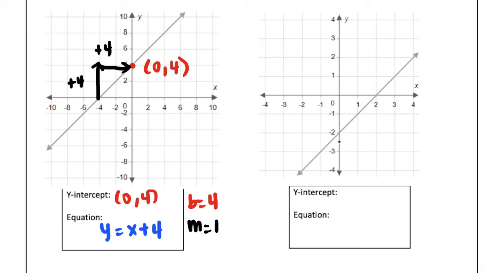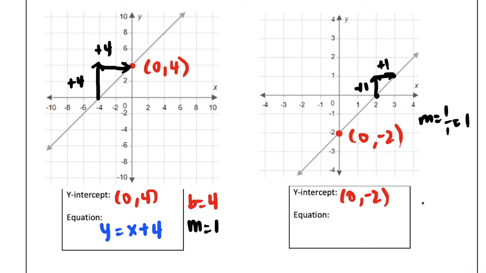And do the same thing over here. So our y-intercept on this graph, it's crossing the y-axis at 0, -2. So the y-intercept is 0, -2. The slope here looks like we are going up 1 over 1. So that means our slope is 1 over 1, or just 1. Our b value was -2. So to build our equation, y equals x minus 2.